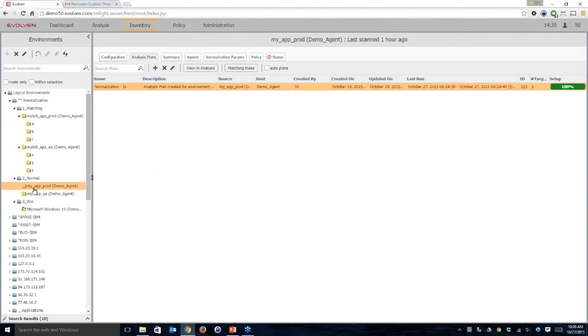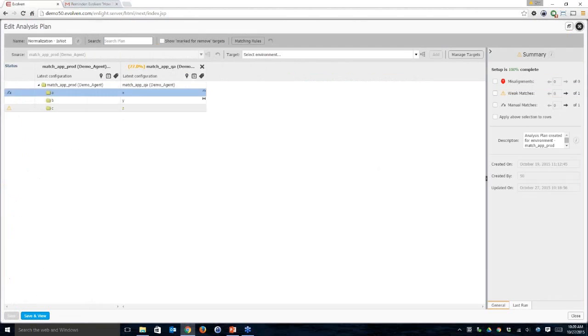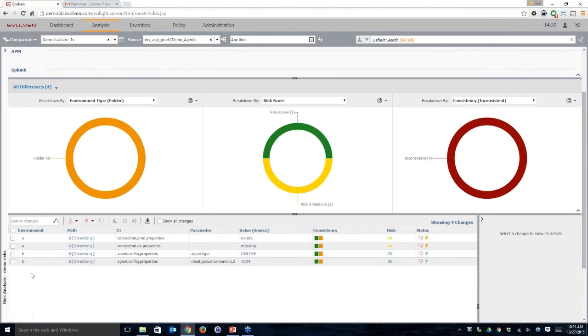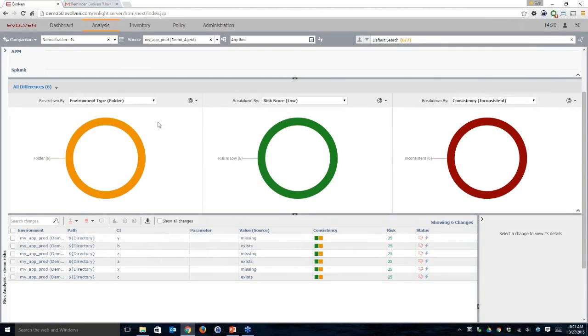So here I've got another analysis plan, and this is comparing the prod with the QA. The environments are already aligned as they were before at the top level, but there are no lower level ones. So we can just go directly into analyzing the results of the comparison. When we do that, we can see that we now have 6 differences. Let's sort this by CI.